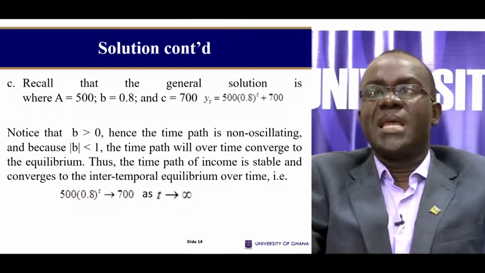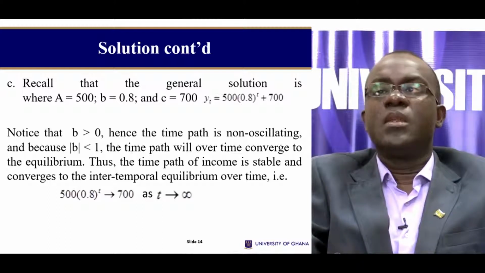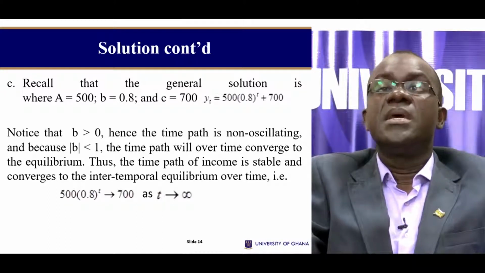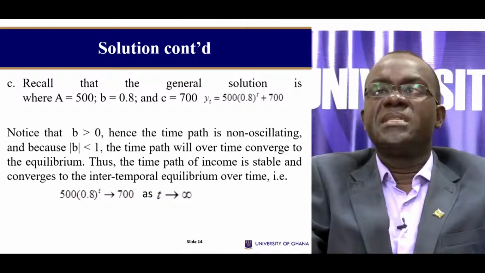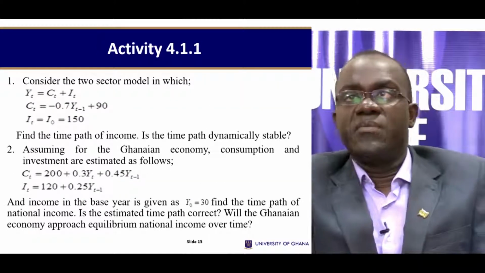And then when we come to the dynamic stability, this is greater than 0, so there is non-oscillation. 0.8 is less than 1, and therefore we have convergence. So it means that in the long run, as t approaches infinity, the additive over here will tend to our particular solution, which is 700.